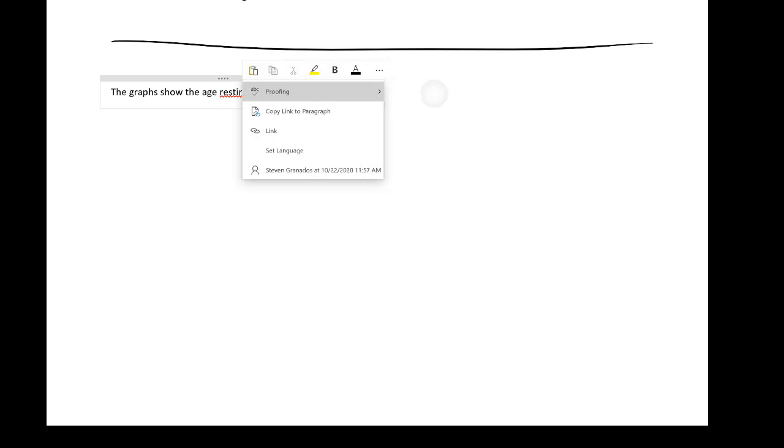Last but not least, doing a quick word problem. The graphs show, and we're going to sketch some graphs, the age restrictions in years, oops, let's make sure we spell restrictions correctly, for 2 types of movie tickets, right? And an inequality that represents the age restriction of each ticket.